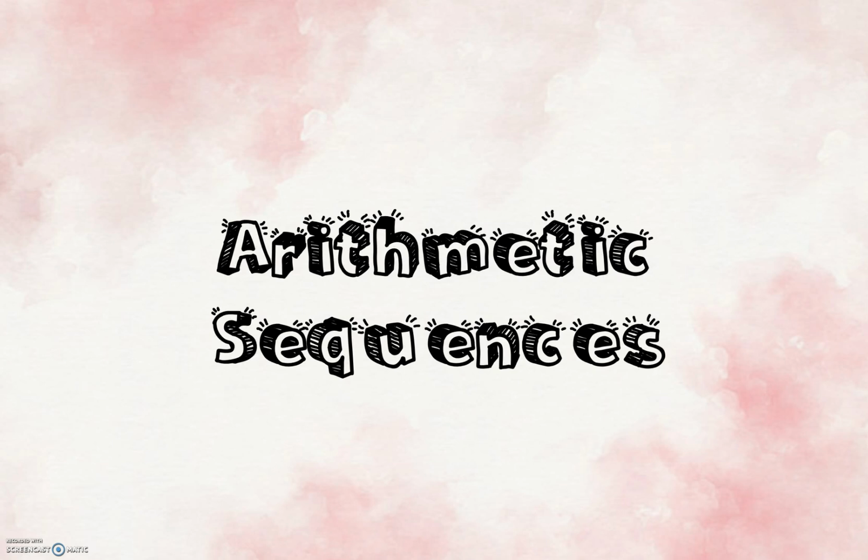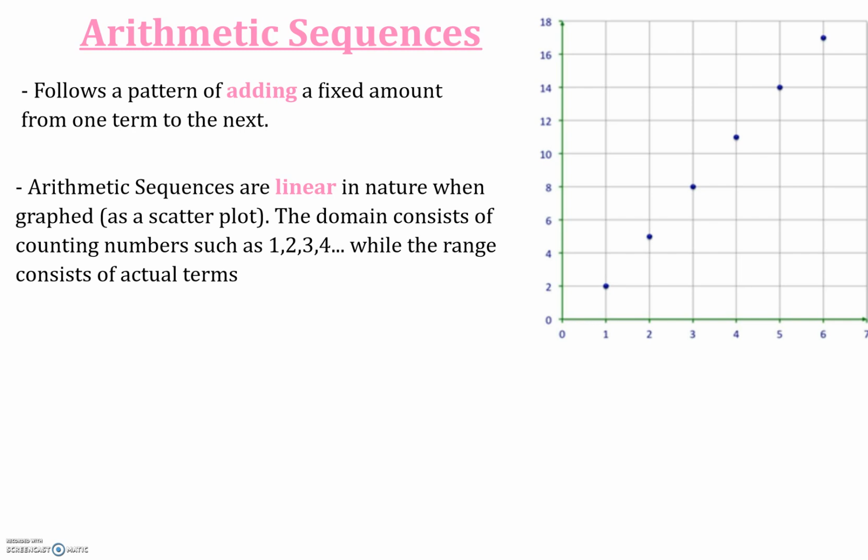Hey guys, in this video we're just going to go over arithmetic sequences. So an arithmetic sequence just follows a pattern of adding a fixed amount from one term to the next. The number being added is a constant. So we're either adding the same positive number from one term to the next or the same negative number from one term to the next.